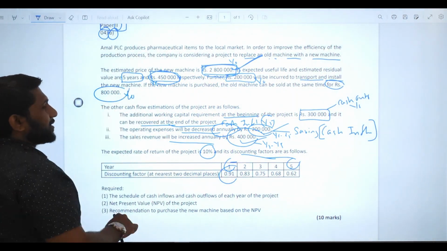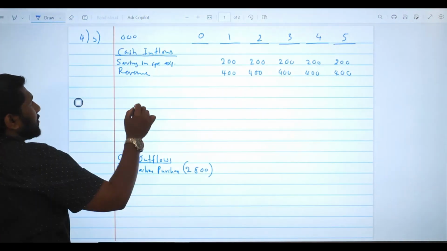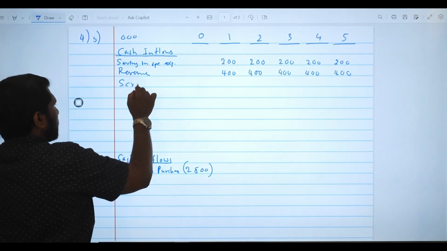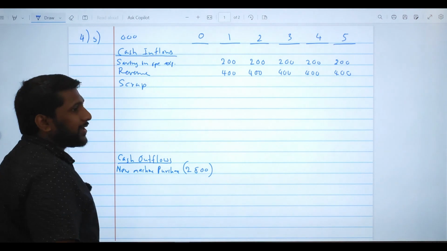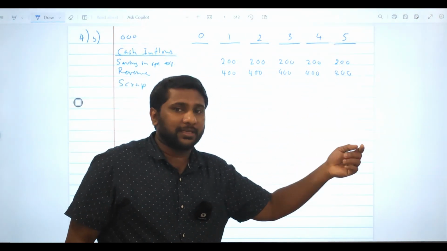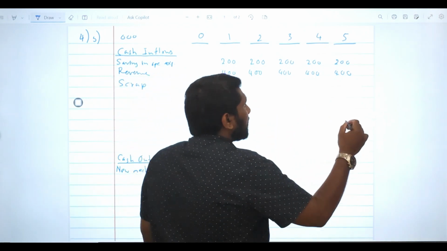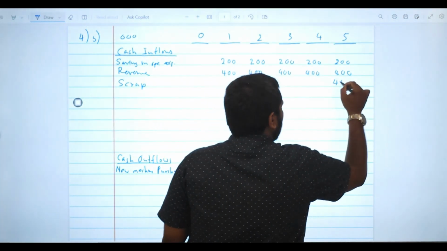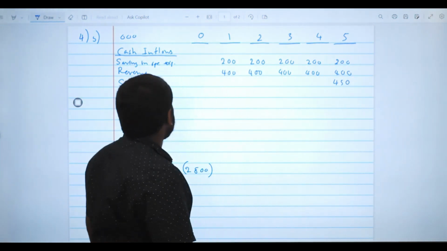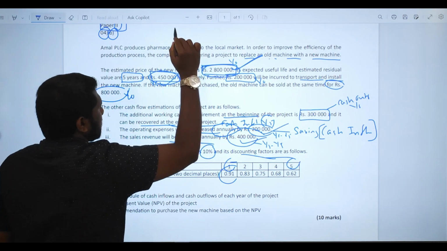So now let's write the scrap value. If you sell the asset, you will get money. You will get money after 5 years only. At the end of year 5, I will sell the asset. So that is a 450,000 cash inflow I am getting at the end of the 5th year. 450,000, which is the scrap. So we are done with that one as well.